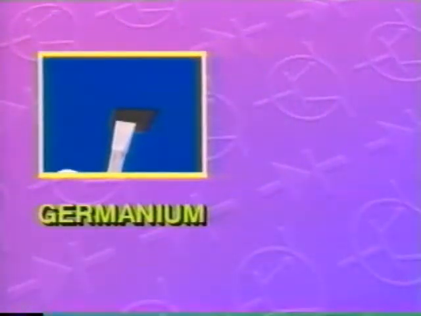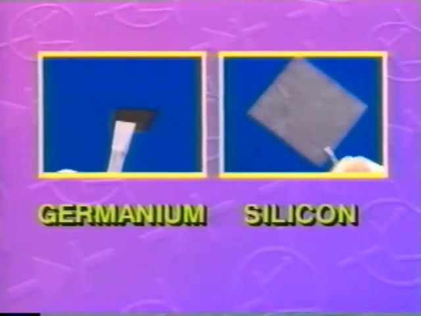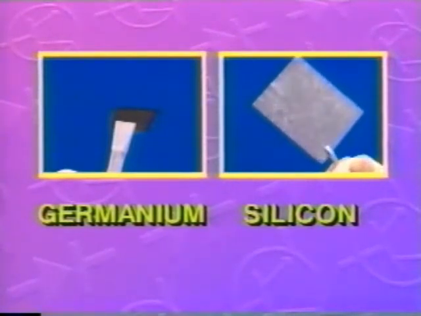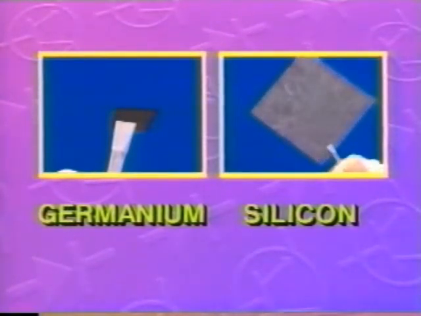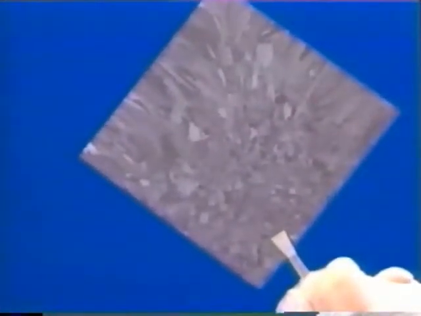2 types of semiconductor material that have been used to make electronic components are germanium and silicon. Silicon's operating characteristics are more stable over a wider range of temperatures, so it's more widely used than germanium. Because of this, we'll focus primarily on silicon in this series.